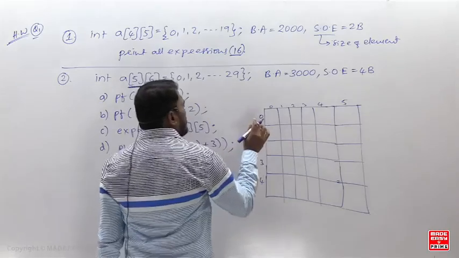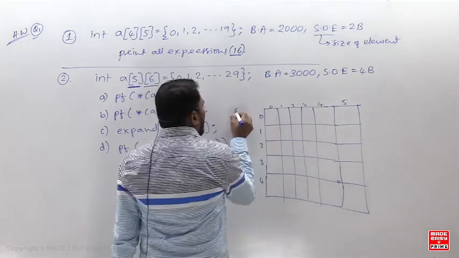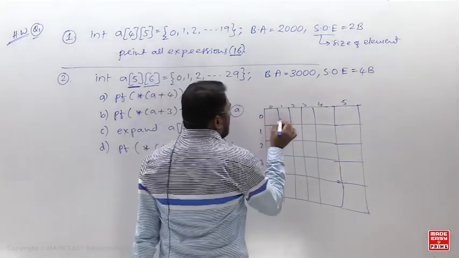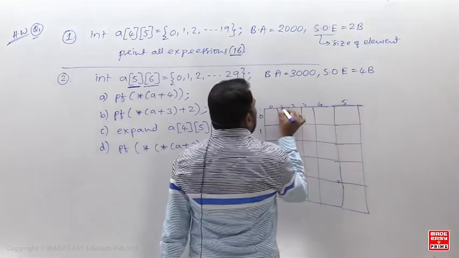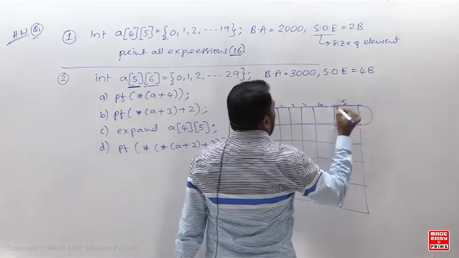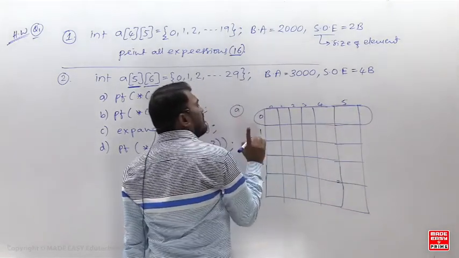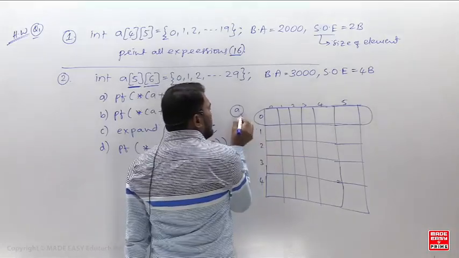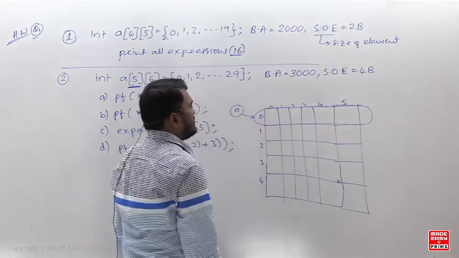Understand here: A means what? A is pointing to what? The 0th one-dimensional array of the 2-dimensional array. So the 2-dimensional array name without subscript is pointing to what? This one.